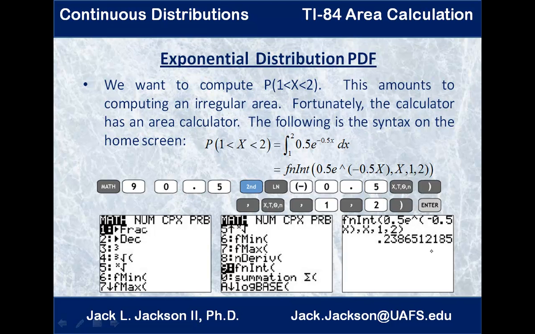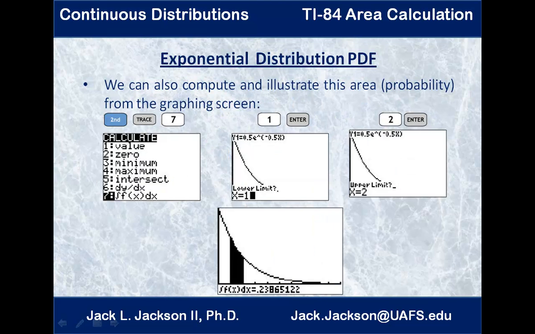And so then you'll get this last screen and we get what we want. We know that area is 0.23865, and that's the probability that x will be somewhere between 1 and 2, or about 24%. So we can do this at the home screen and work this out. We can also do this from the graphing screen and get an actual picture of the area too.